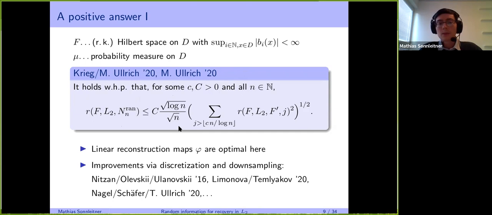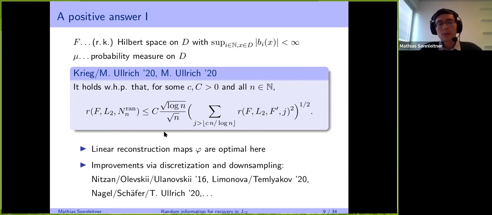And here we have a sum over the tail of the jth minimal radii of general linear information, not only standard information, but this is smaller than the jth minimal radius of standard information. In fact, they wrote it down with approximation numbers, but in this case for the Hilbert space, the linear reconstruction maps are optimal. And so we can write it like this. And this gives already quite a good bound, as we will see, for the radius of random information.